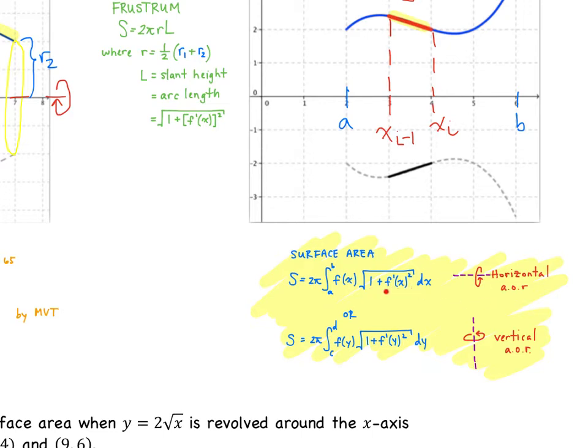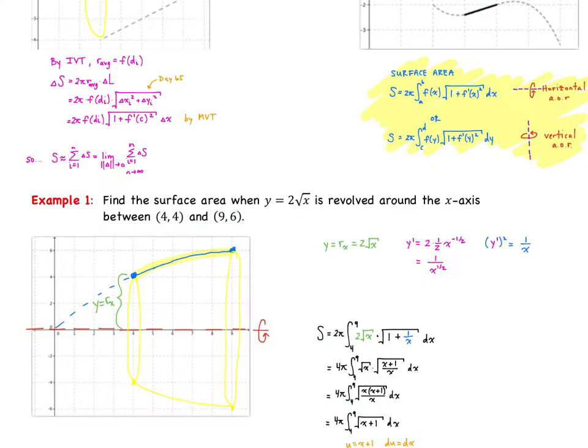We use this formula when we have a horizontal axis of revolution, and we're rotating it around that way. Or in terms of y, the surface area is equal to 2 pi times the integral from c to d of f of y times the arc length in terms of y. And we would use that if we had a vertical axis of revolution. So now let's jump into our first example.